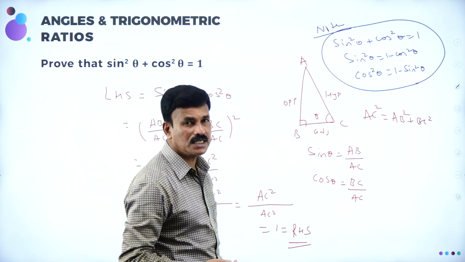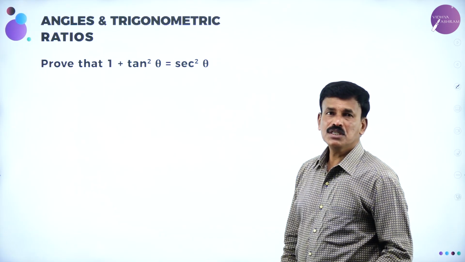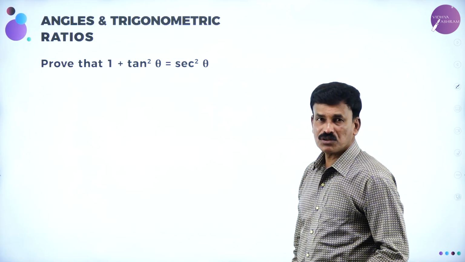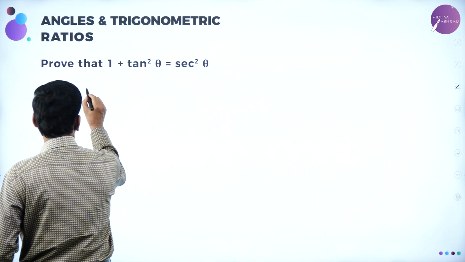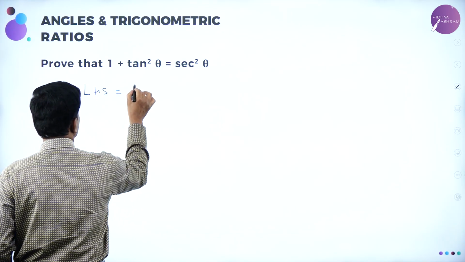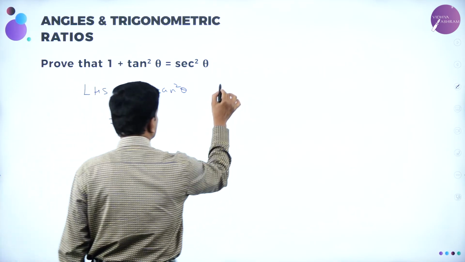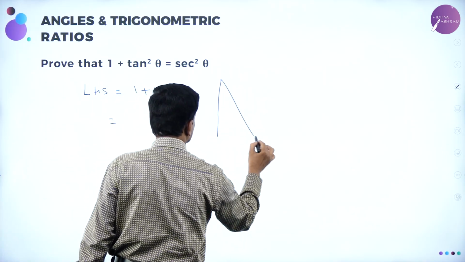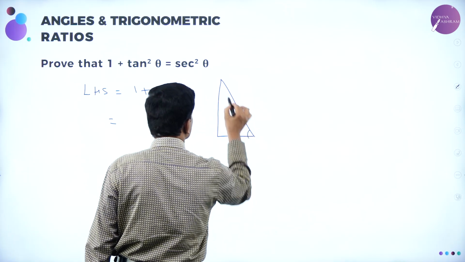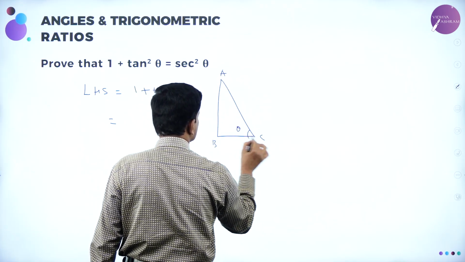Now, move on to the second identity. What is the second identity? Prove that 1 plus tan square theta is equal to secant square theta. This is also the same as the previous one. Take LHS. LHS is 1 plus tan square theta. Let us write a right angle triangle. This is a triangle with angle theta, A, B, C, 90.